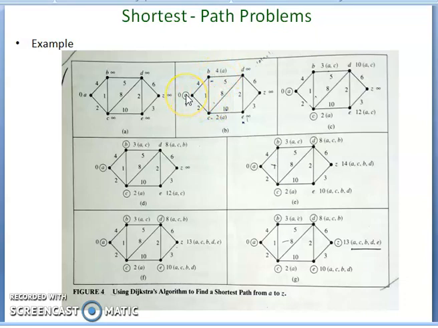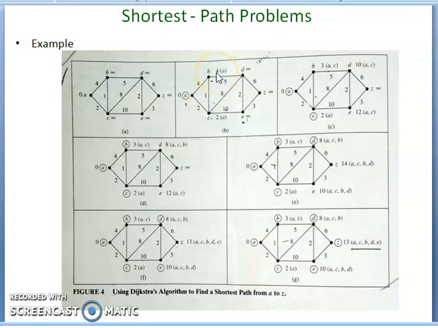Suppose you travel from A to C and C to B, what is the length? You started at A, so from A to C is 2. From C to B, the length is 1. Up to C, the length is 2, and from C to B the distance is 1. 2 plus 1 is 3. So 3 is less than 4. Hence you update the 4.